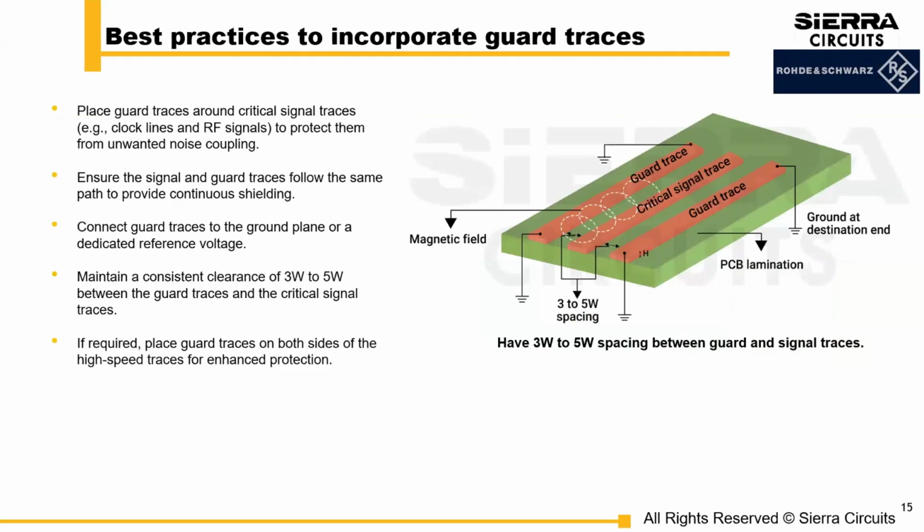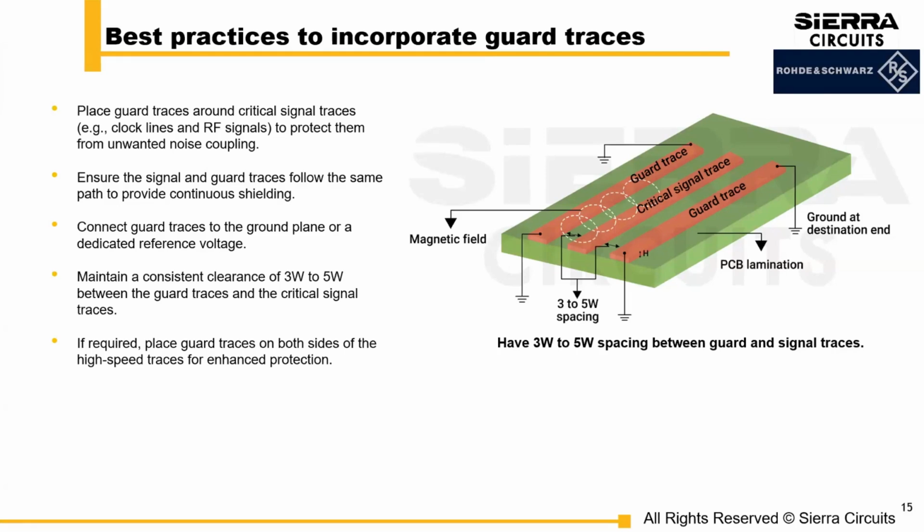And then next, we want best practices to incorporate your guard traces. Guard traces definitely shield critical signal traces such as clock lines and RF signals from unwanted noise coupling. So you place them around the sensitive lines and connect them to the ground plane or a dedicated reference voltage. This will provide a low impedance path for any coupled noise.